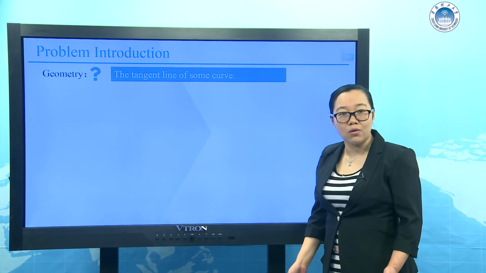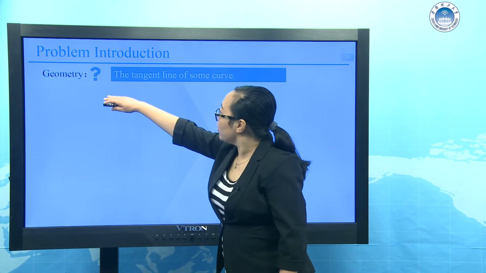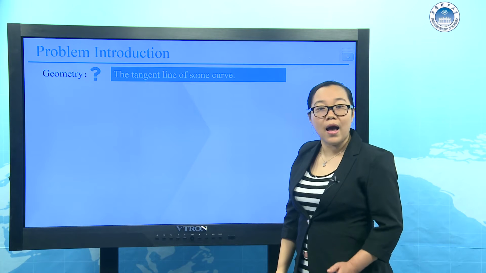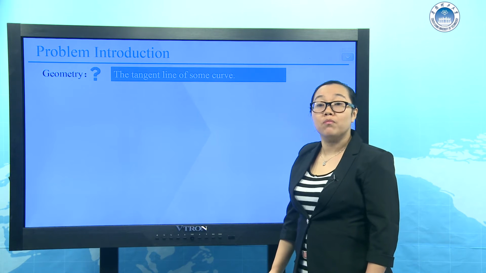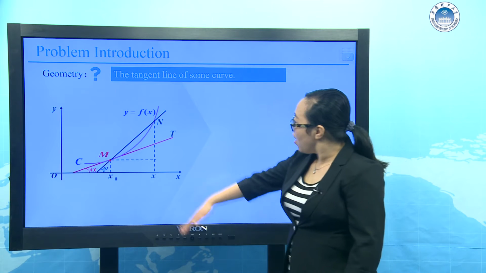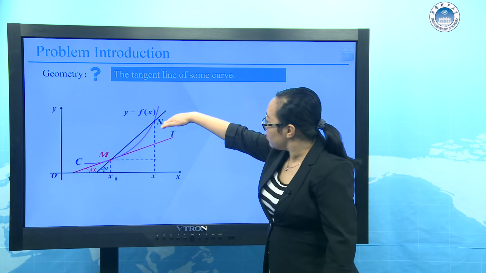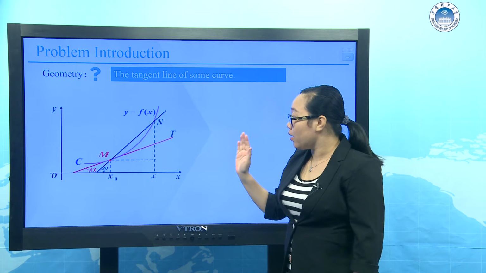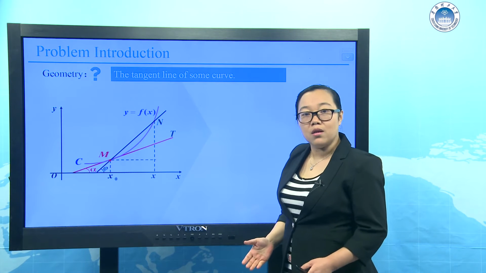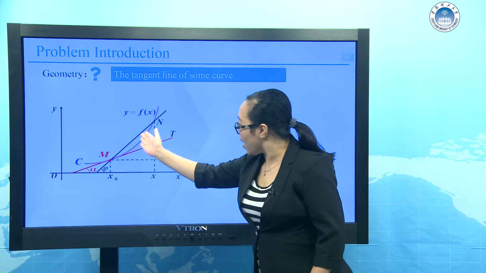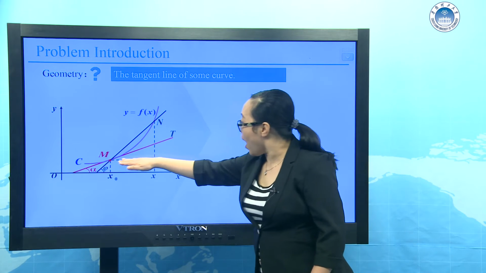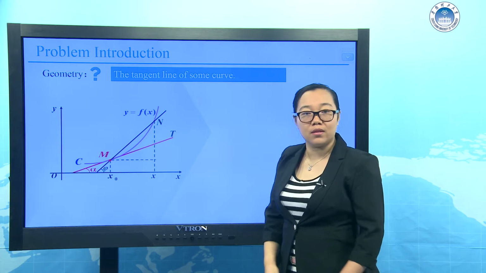Now we look at another question in geometry. Geometry means how to compute the tangent line of some curve. Look at the figure. The figure shows y equals f(x) as our pink curve, giving the points M and N. How to understand the black line? The black line MN is our secant line. The right line MT means the tangent line.